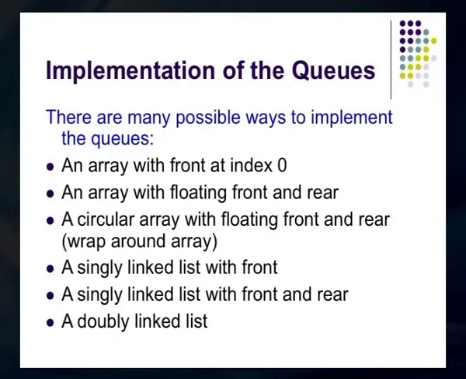Now we look at implementation of the queues. There are many possible ways to implement the queues. Queues can be implemented using an array with front at index 0, an array with floating front and rear, a circular array with floating front and rear which wrap around, a singly linked list with front, a singly linked list with front and rear, a doubly linked list. Today we shall see how queues can be implemented using arrays.